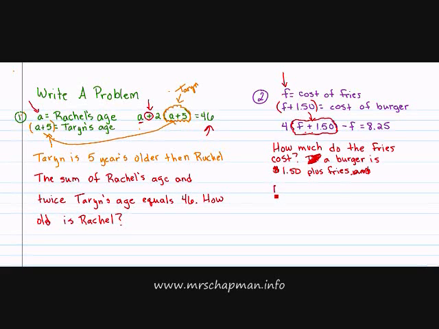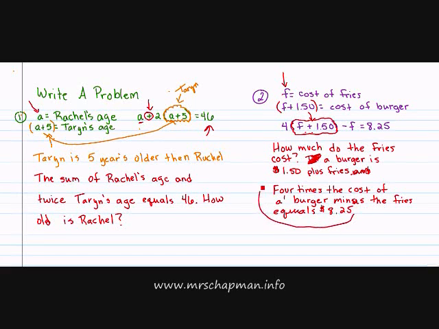4 times this right here, remember, is the cost of a burger. 4 times the cost of a burger minus the fries equals $8.25. So hence, how much are the fries? Very good.